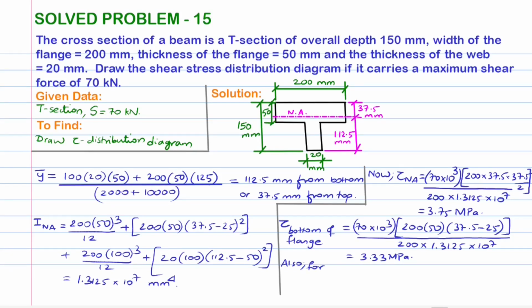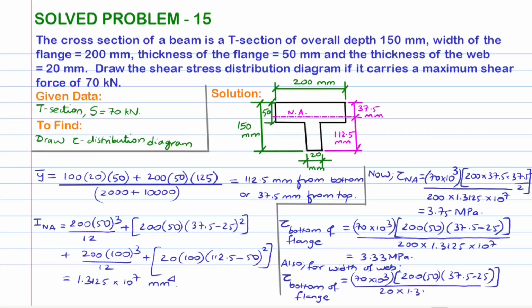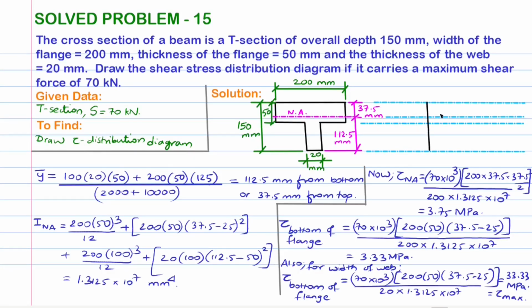For the reduced width of 20 millimeters, the shear stress at the bottom of the flange is found out to be 33.33 megapascals, which is the maximum shear stress. As discussed in theory, the shear stress for the topmost and bottommost layers of the section are both zero.